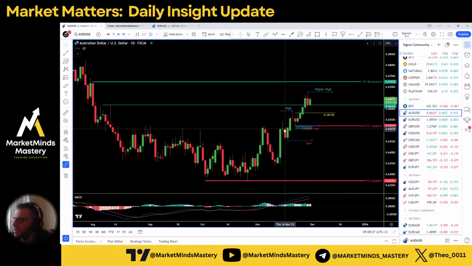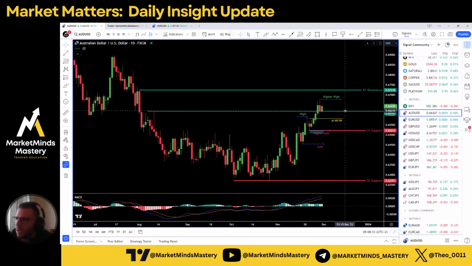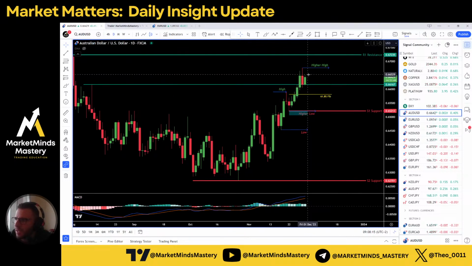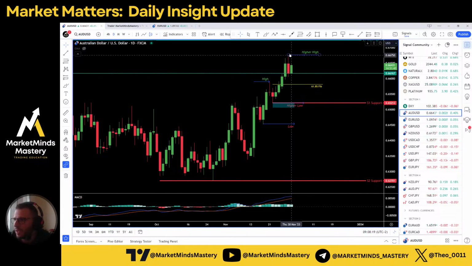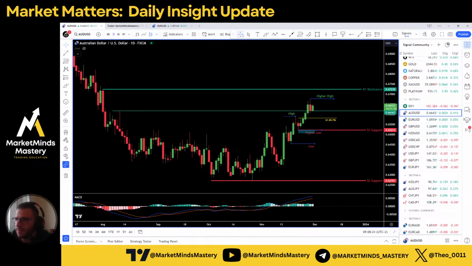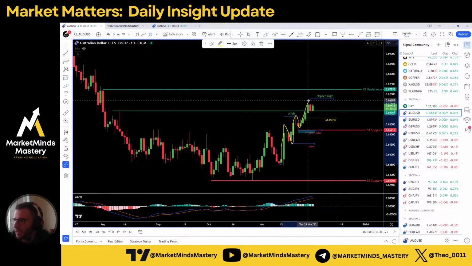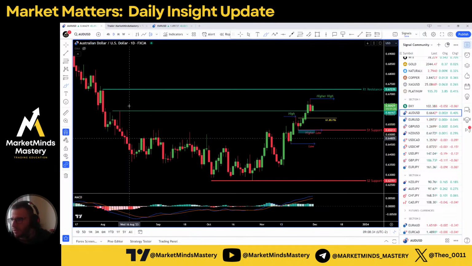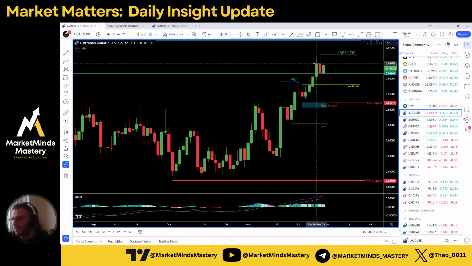So let's go over the Australian dollar, US dollar. Now again, price yesterday made this dark cloud cover reversal pattern, but guys, price is in an uptrend, isn't it? Price makes higher highs and higher lows, and I don't know if you understand so far. Please pay attention to this.